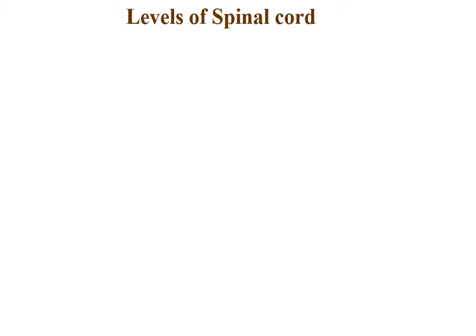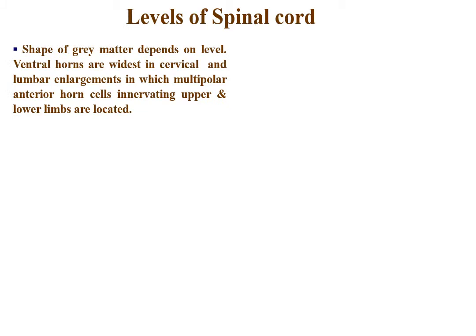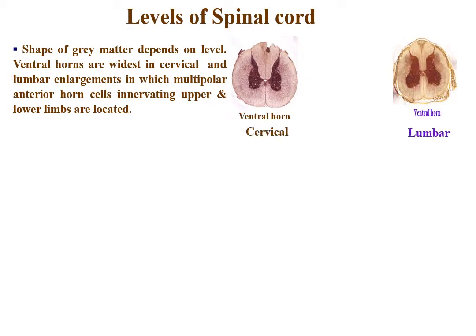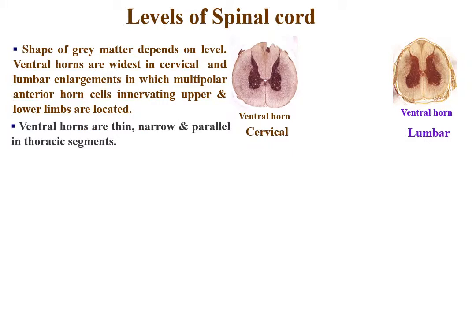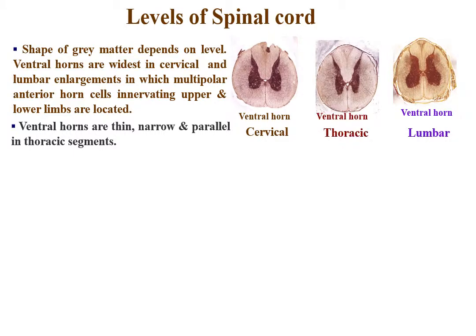Levels of the spinal cord. The shape of the gray matter depends on the level. Ventral horns are widest in cervical and lumbar segments, in which multipolar anterior horn cells innervating the upper and lower limbs are located. Ventral horns are thin, narrow, and parallel in thoracic segments.